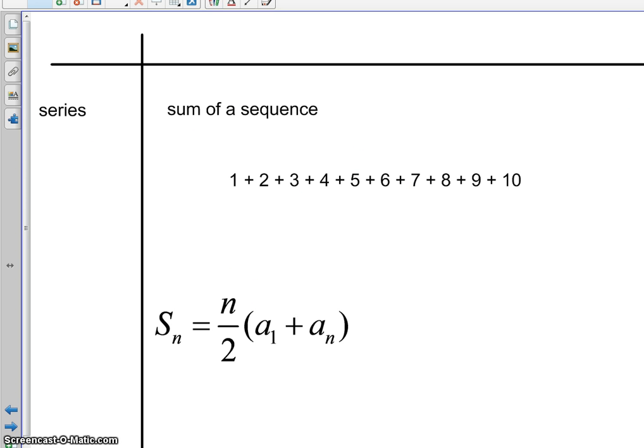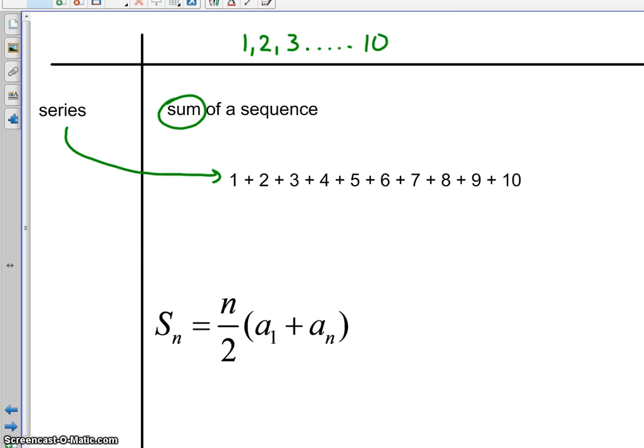All right, next piece. We talked about how we're going to look at series and sequence. Series is related to a sequence, and what I'm going to do is add up all the terms in my sequence. So if I had this sequence here, 1, 2, 3, 4, all the way up to 10, if I wanted to find the series, now what I'm going to do is add each of those pieces together.